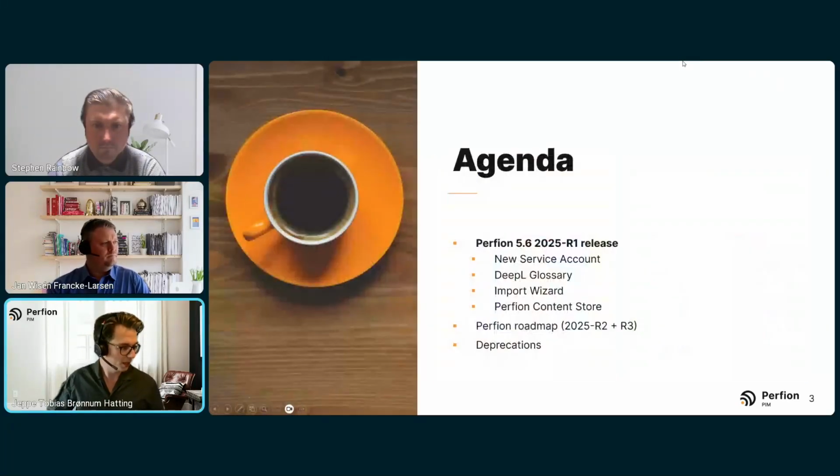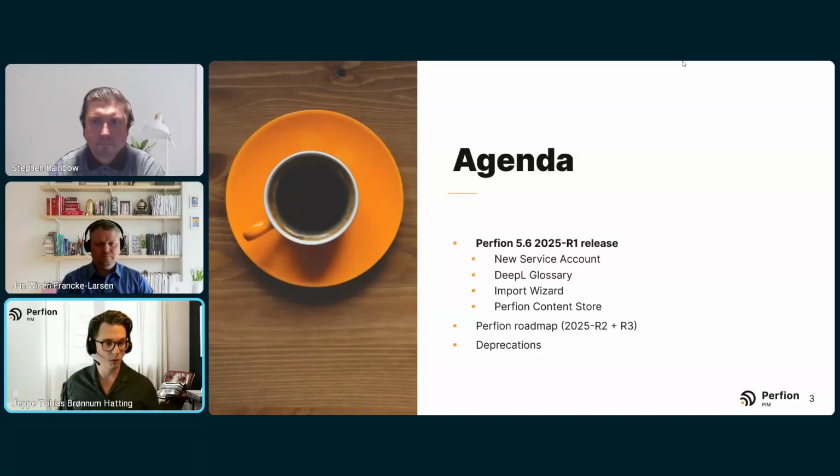The agenda for today: we're going to talk about Perfion 5.6, released in R1 2025, and what we have included in it. What you see here is some of the highlights. We have a new concept of a new service account and some new access types. We got some integration with DeepL and glossaries, which is very cool, and Stephen is going to show that. Then we got a new import wizard, which is also very nice, and Stephen is going to show that.